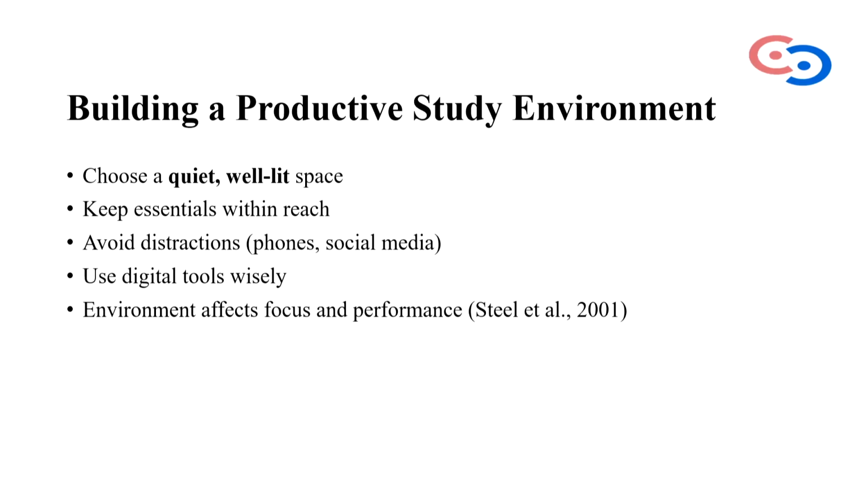So, building a productive study environment: you can choose a quiet and well-lit space, and keep essentials within reach, like your pencil, paper, and water bottle, so that you don't have to get up from your sitting position again and again. Avoid distractions like phone and social media. Try to put it on silent, or sometimes you have to disable your internet connection so that distractions are minimal. Use digital tools wisely. Environment affects focus and performance. Sometimes environmental stimuli affect our focus, attention and concentration.